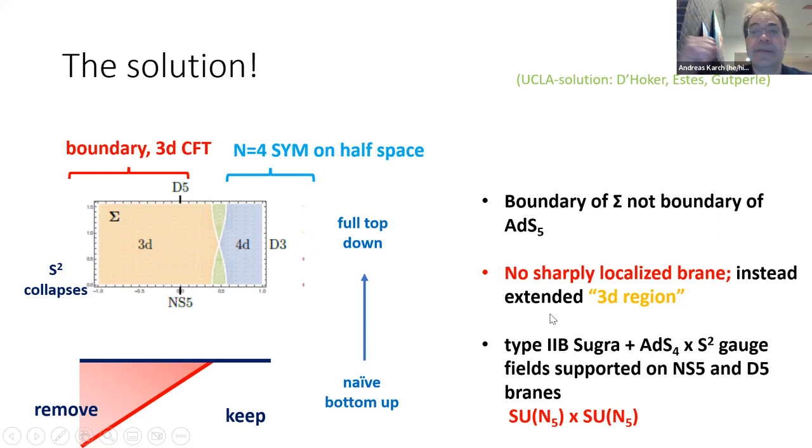I told you the 3D CFT has some SU(N) global symmetry, but that got gauged. But the full global symmetry is SU(N) times SU(N) times SU(N). And these two SU(N) factors I'm having here correspond to the remaining global symmetry, the one that didn't get gauged by the 4D gauge field.